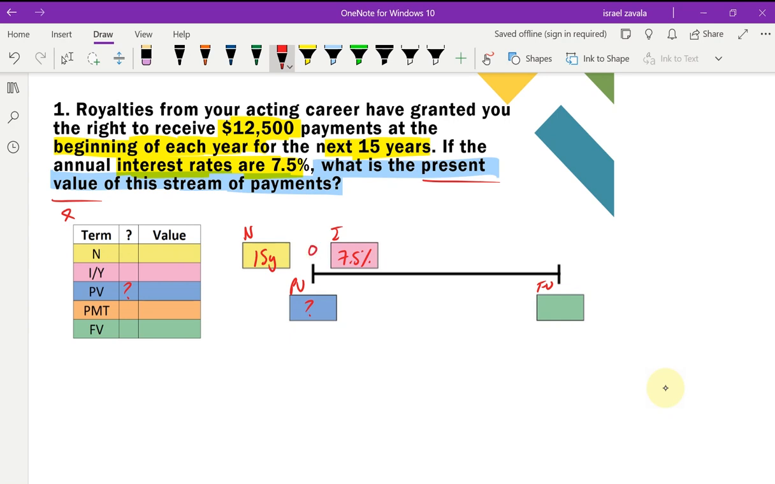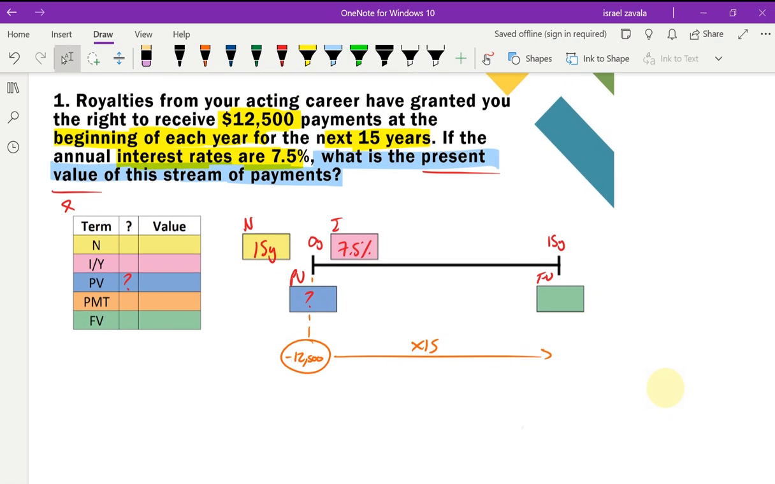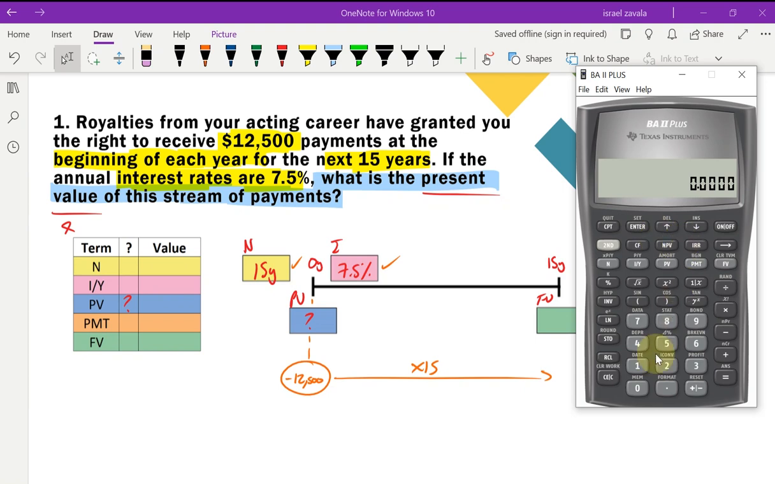So here's time 0, and here's 15 years. Now remember, annuity dues, or payments that are made at the beginning of the year, start at the beginning of the timeline. And we're going to be making $12,500 payments. You're going to have to imagine that there are a total of 15 of these payment bubbles. We're trying to figure out the present value of this stream of payments for 15 years, discounted back at 7.5%. All right, so let's grab our financial calculator.